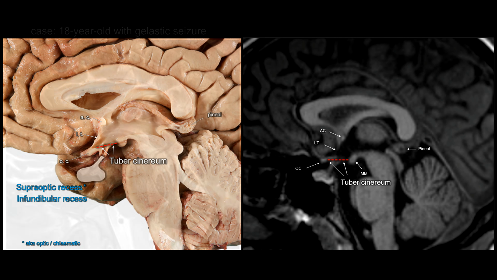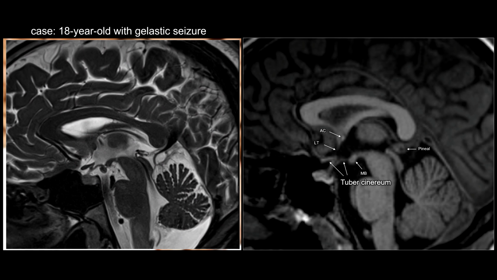A classic board exam question would look like this. This is an 18-year-old patient who comes in with gelastic seizure or laughing seizure. Did you spot the pathology? You can see that a line should be straight. The tuber cinereum should be straight without any nodule. So right anterior to the mammillary body in this particular case, you see an extra nodule. That is tuber cinereum hamartoma. The classic symptom the patient will present with is gelastic seizure.